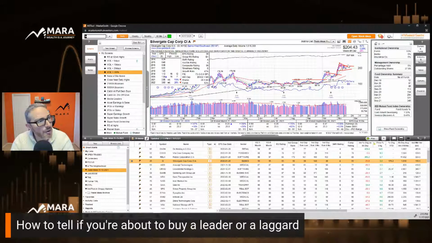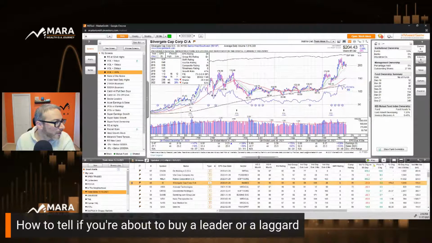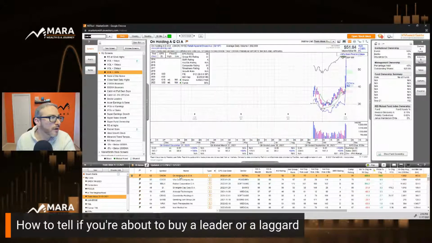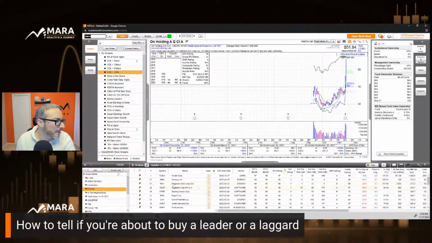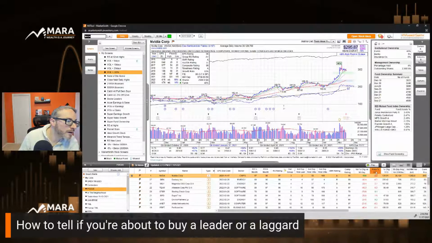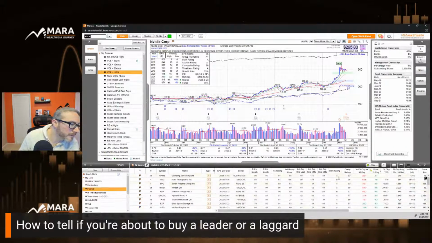Now, how do you know if you're about to buy a leader or a laggard? How do you tell if you're about to buy a leader or a laggard? That's a good question. Well, one way to find out is when you are looking for all these different setups. And here's some of the setups that were on the list from yesterday. Let's see which ones are doing well here.